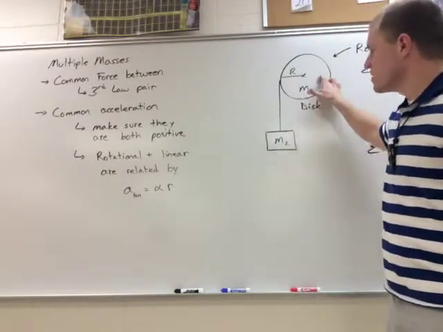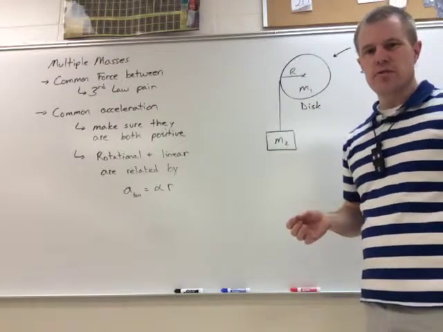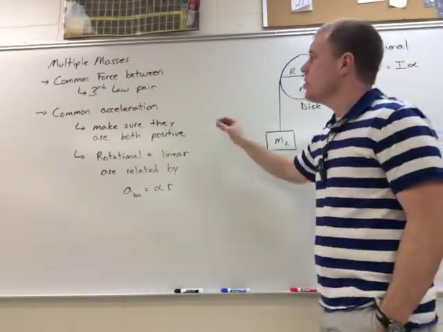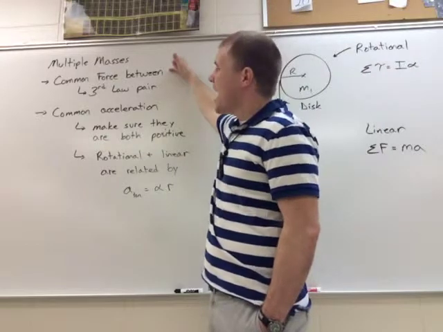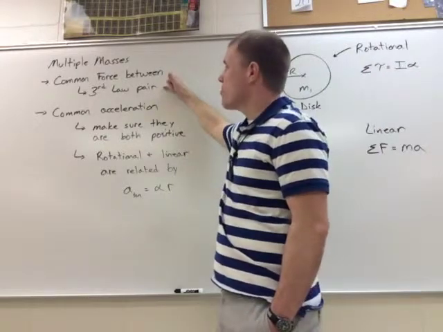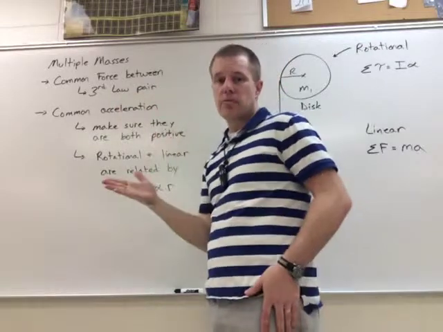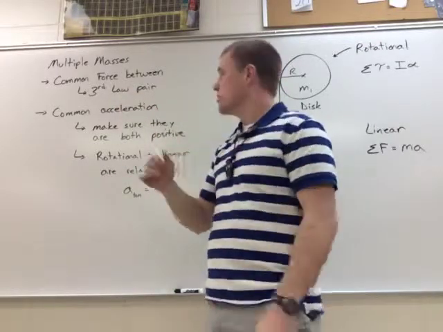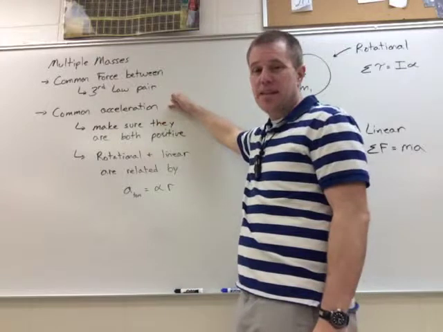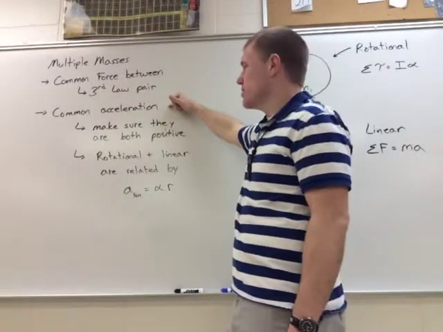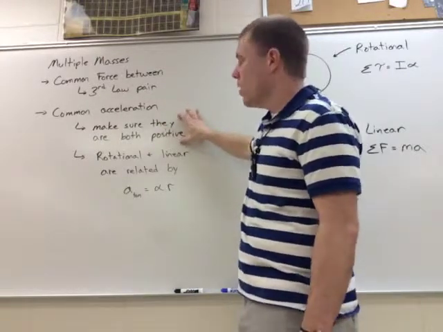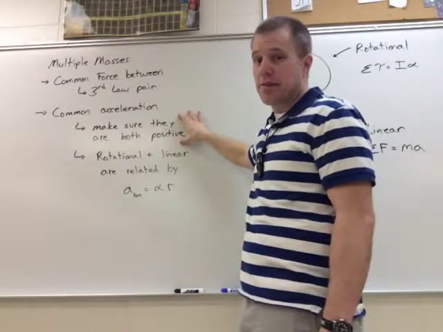Now, this example has multiple masses, so we're going to do a little review of multiple masses first. Multiple masses have a common force between them. This is going to be our third law pair. Because it's a third law pair, one of them is going to be positive, one's going to be negative, because they have opposite directions. There's also going to be a common acceleration, and we have a couple considerations we have to keep track of. One, we need to make sure that they're both positive.